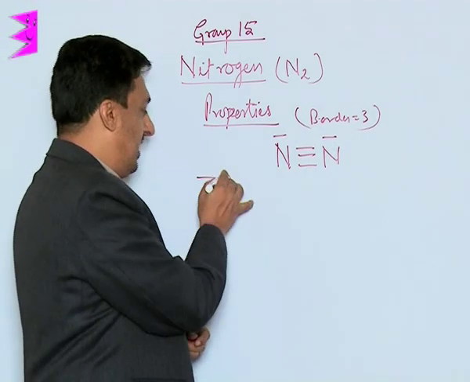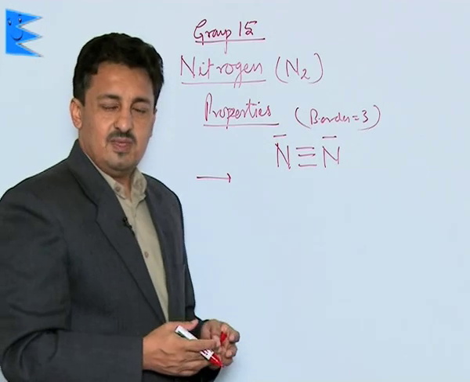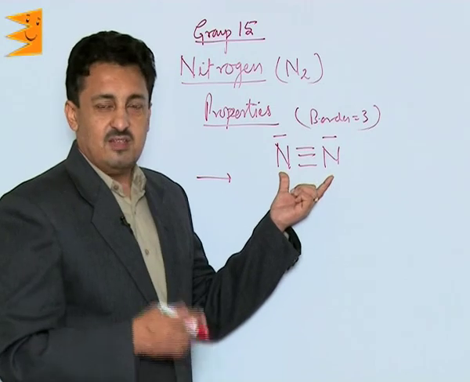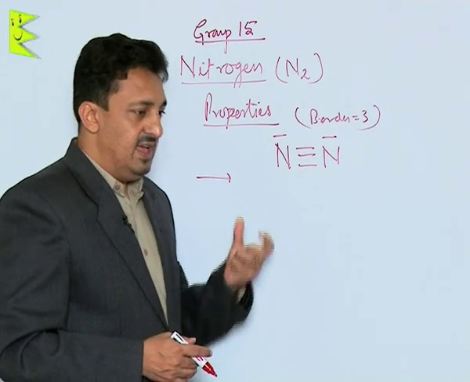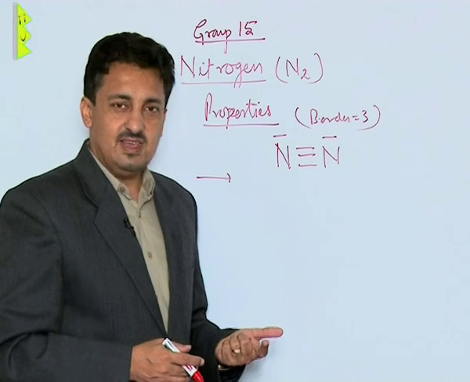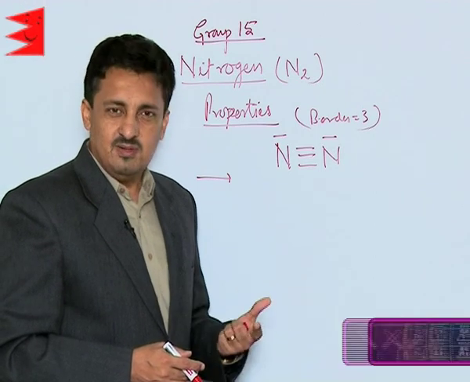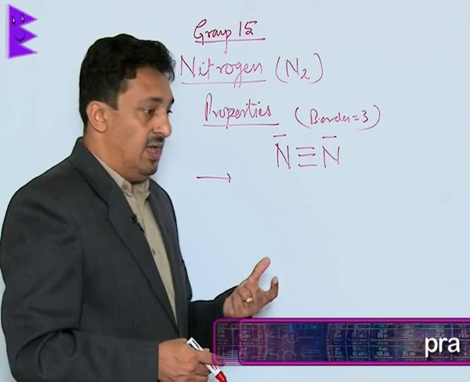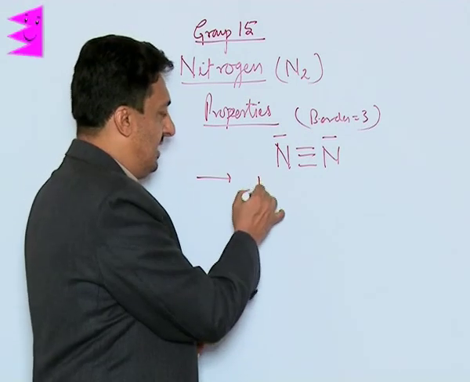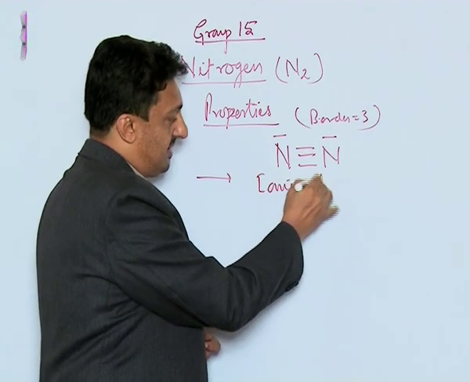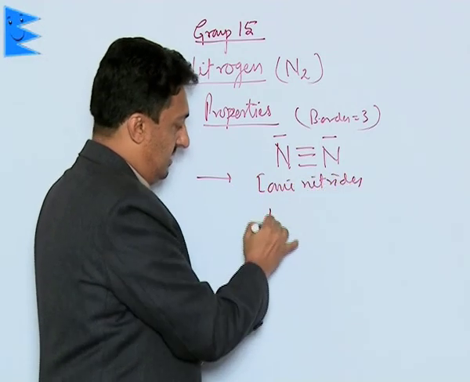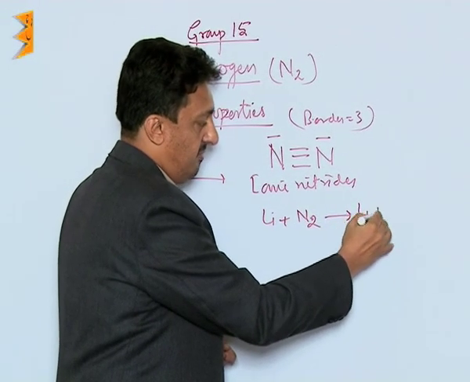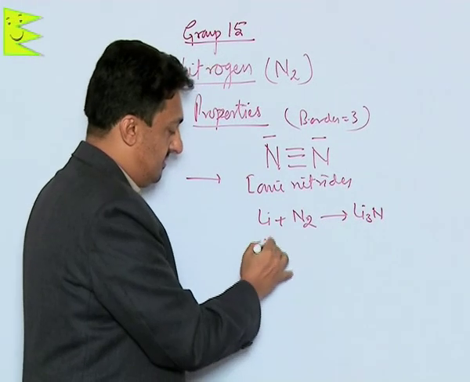Now, it has a very low boiling point and it is a very, very stable gas, because of the very strong triple bond. It doesn't react with the elements easily. It reacts with very few elements, which are very reactive metals, and with metals it forms ionic nitrides. The examples are, it reacts with lithium and forms lithium nitride.